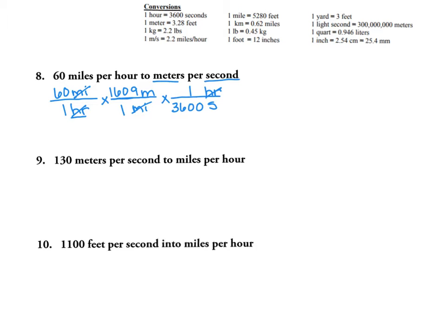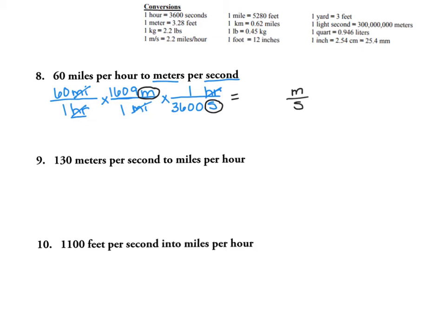And if I look at what units have not canceled, I see that on the top I have meters and on the bottom I have seconds. And I'm good to go because that's what the question asked for. So now what you're going to do in your calculator is do 60 times 1609, and then divide that number by 3,600, and that will give you your final answer. And then just make sure you include those units. Your final answer is going to come out in meters per second, okay?